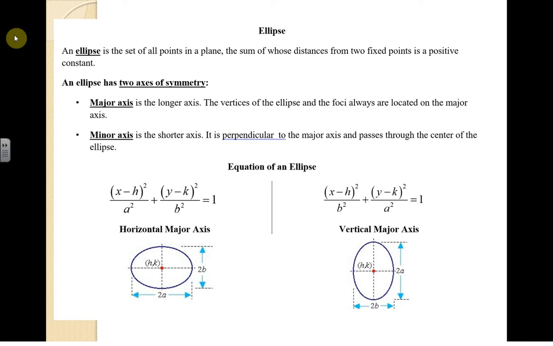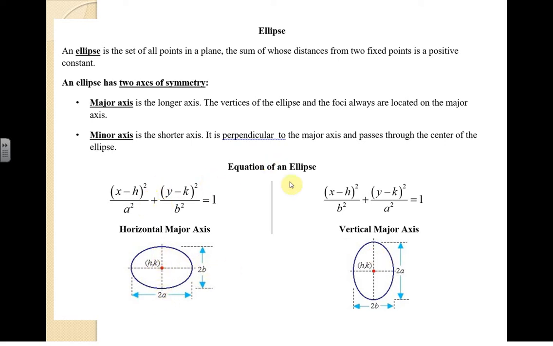So there's an ellipse. An ellipse is the set of all points in a plane, the sum of whose distances from two fixed points is a positive constant. Okay, an ellipse is an oval, people. Essentially. With an ellipse, you have a major axis, which is the longer of the two, and a minor axis, which is the shorter of the two.